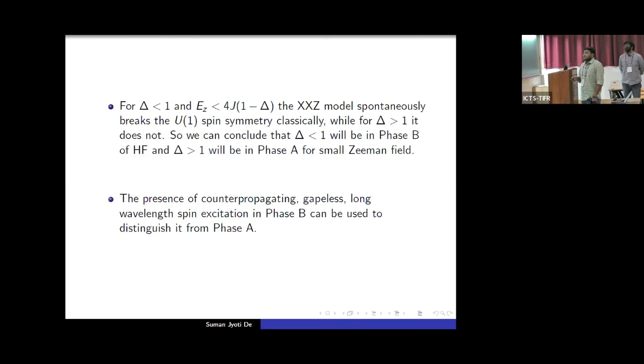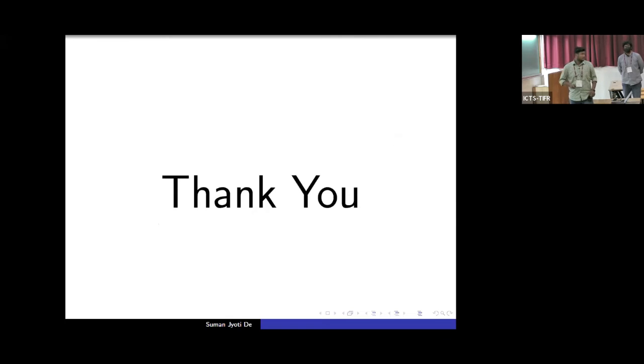Because it breaks the U(1) spin symmetry, you will have some counter-propagating gapless long-wavelength spin excitations in phase B if you go beyond the Hartree-Fock and include some excitations in the theory. So we believe that this can be used to distinguish it from phase A in experiments. So with this, let me thank you.